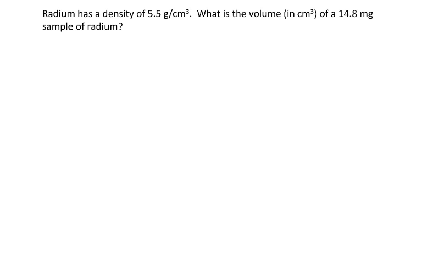So, the first thing we need to do is remember the formula for density. And so we know that density is equal to the mass over the volume. And so they've given us the density, and they've given us the mass in milligrams. And so I have two of the variables, and I just need to solve for the third one.